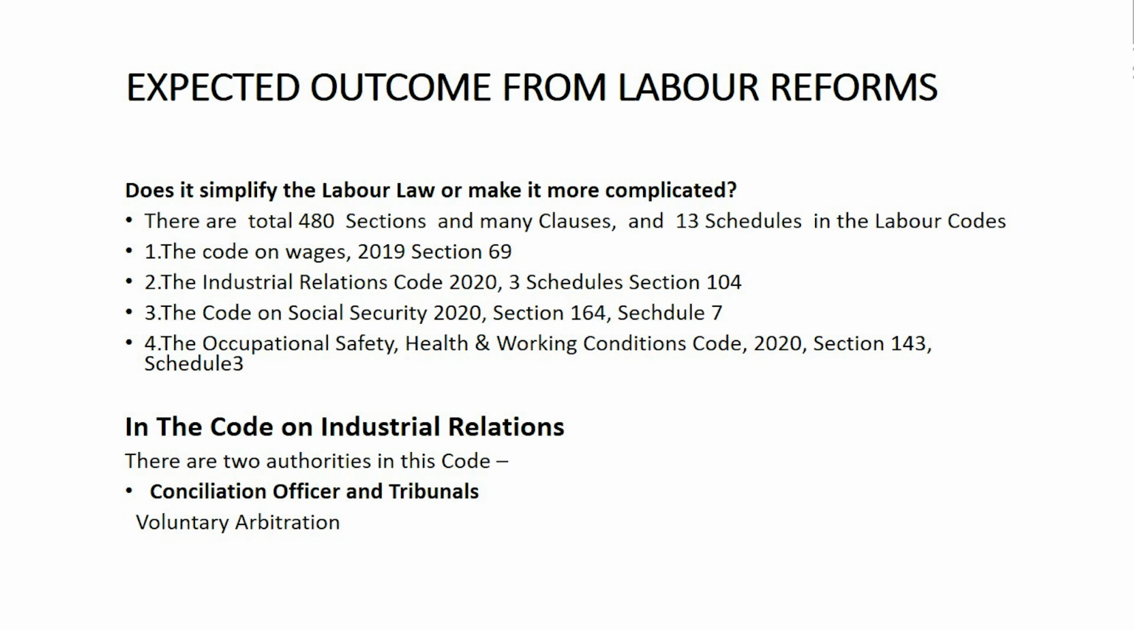So with this we can say that no very good changes have been made. If we talk about the code on industrial relations, earlier we had so many authorities. Under the Industrial Disputes Act 1947, we had a system of adjudicating and non-adjudicating authorities. Among the non-adjudicating authorities, we had the works committee, the conciliation officer, the board of inquiry, the court of inquiry, sections 3, 4, 5, 6 of the Industrial Disputes Act, and the board of conciliation.